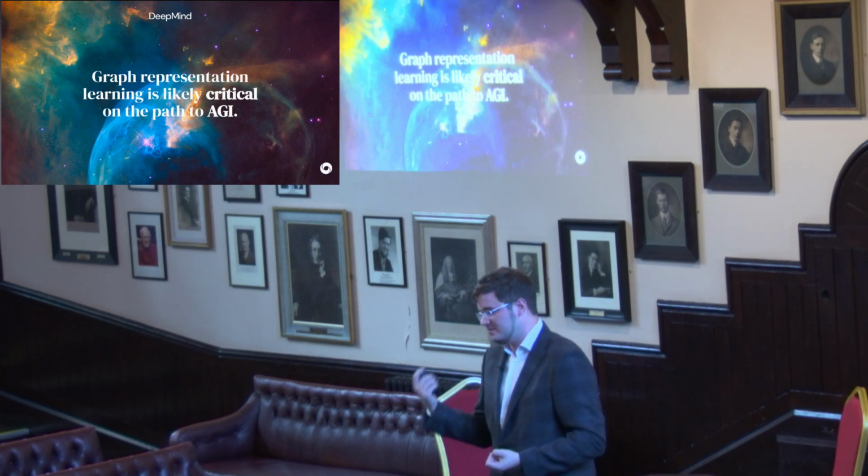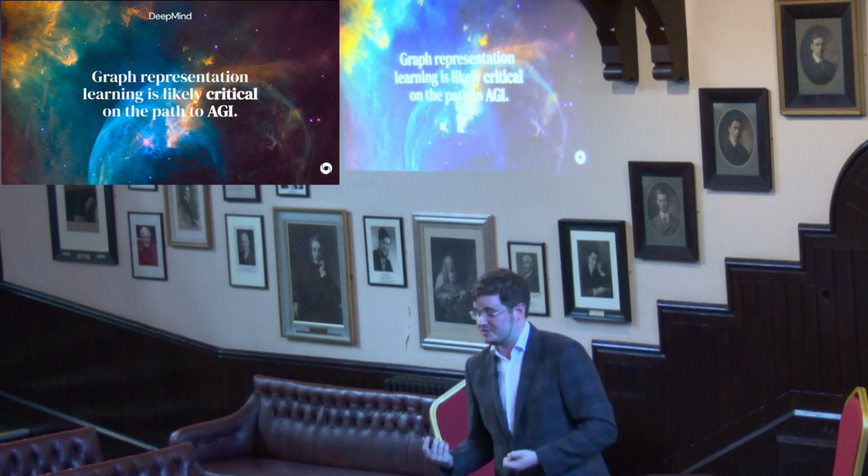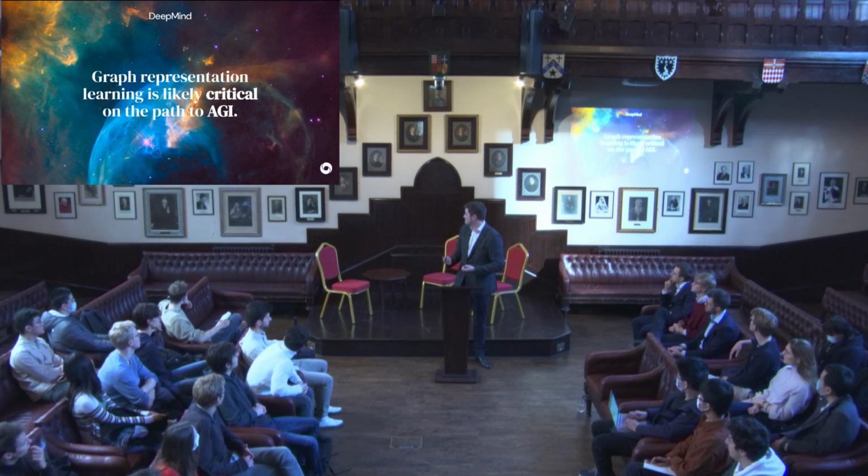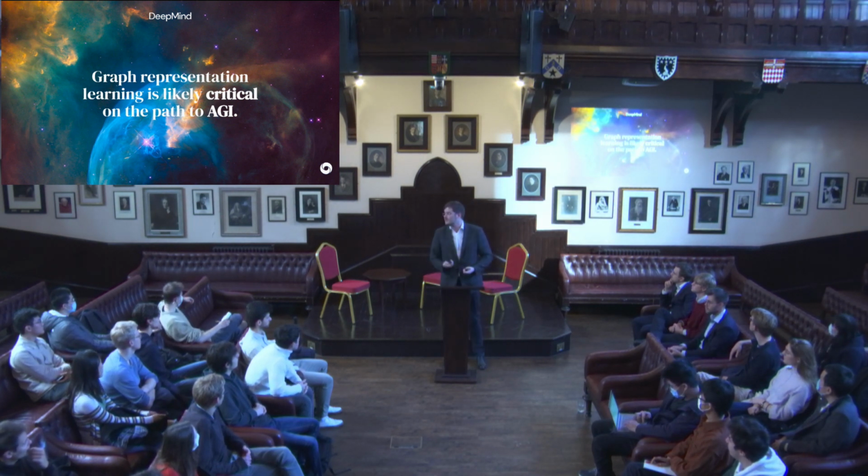And because it also appears to be underlying some of our cognitive processes, graph representation learning is likely to be very critical on the path to artificial general intelligence. That is, I find it very unlikely that we'll be able to achieve AGI or anything close to AGI without having a firm grasp of how to represent data on graphs.